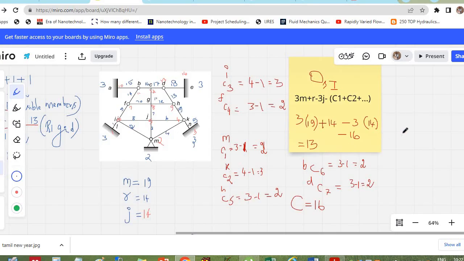So this is how we solve the problems for static indeterminacy of these types of hybrid frames. What is a hybrid frame? You have both rigid joints as well as pin joints. Once you have these types of hybrid frames, you have to use this formula: 3m plus or minus 3j minus summation of C. Here we have got C1, C2, C3, C4, C5, C6 and C7. You add all these C values, that comes around 16. Substituting in this formula, finally you get static indeterminacy as 13.